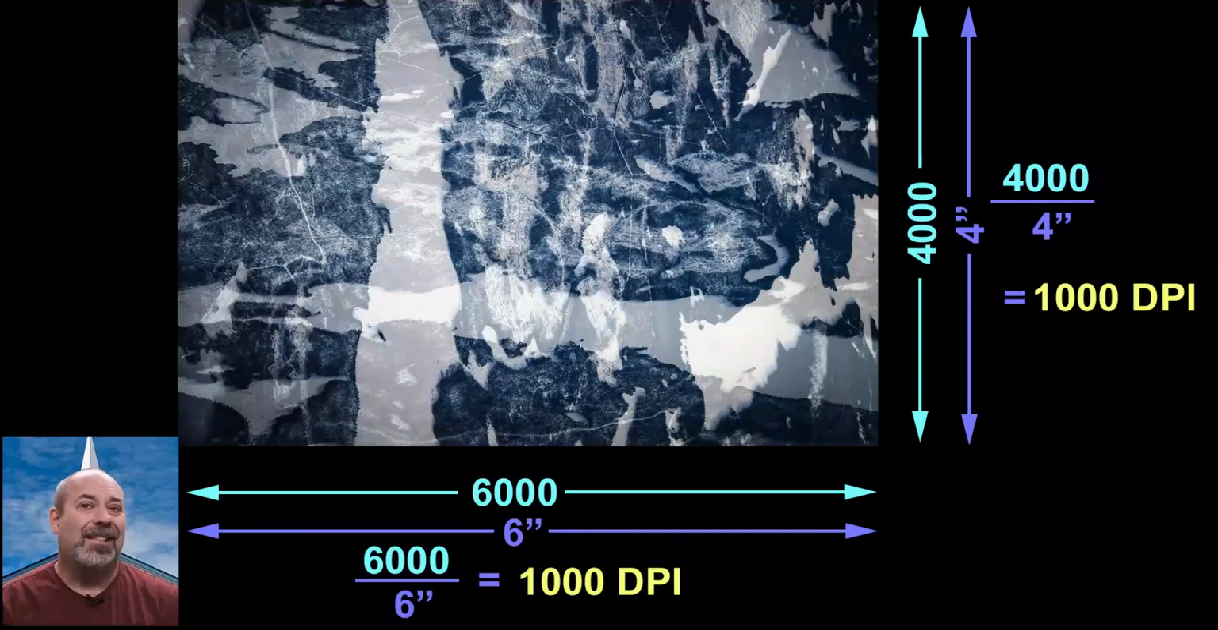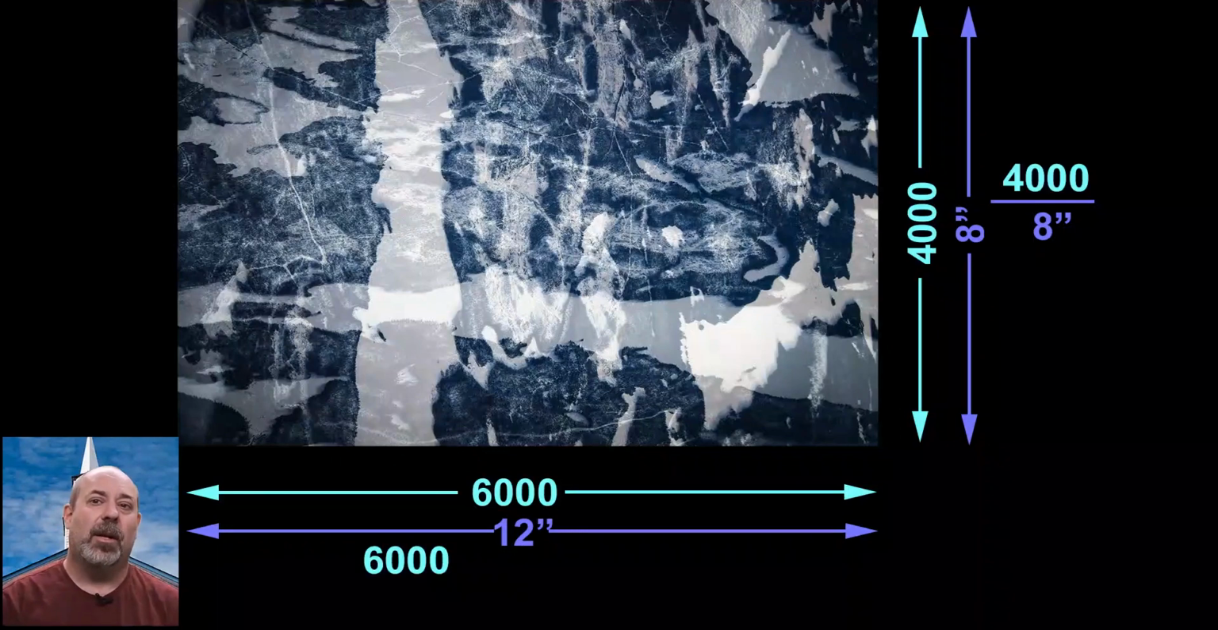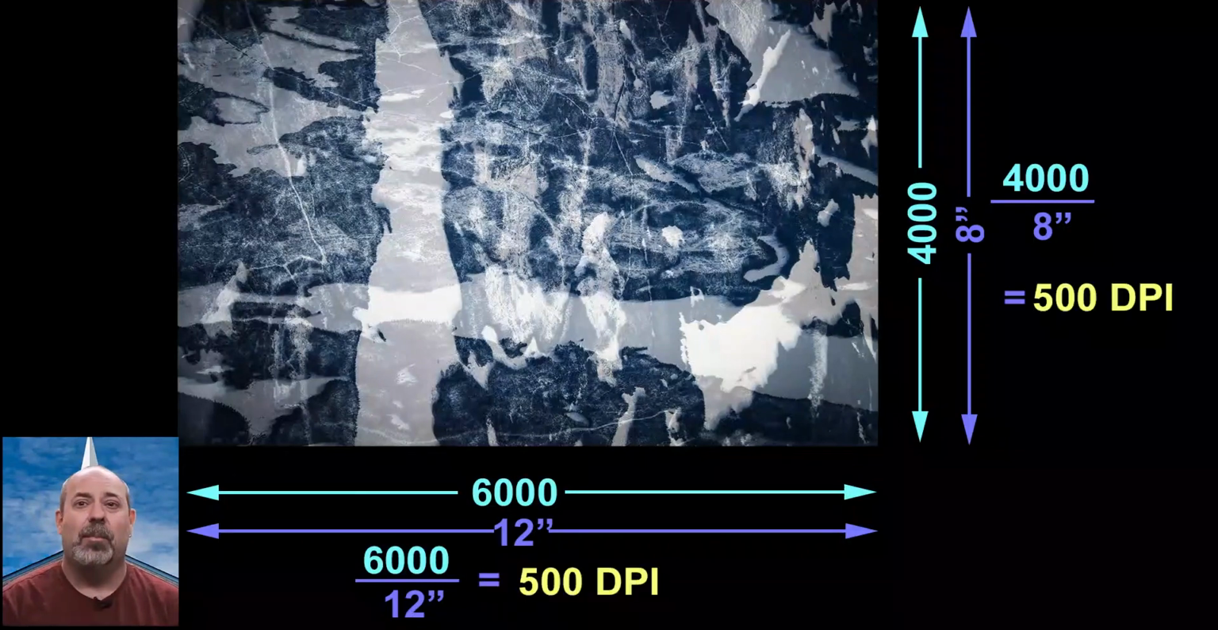If I print this exact same image on an 8 by 12, I get a different result. Same aspect ratio, but a larger print. Now I have 4,000 pixels spread across 8 inches and 6,000 pixels spread across 12 inches. 6,000 pixels divided by 12 inches, or 4,000 pixels divided by 8 inches, equals 500 pixels per inch, 500 DPI. That's it, nothing too tricky.